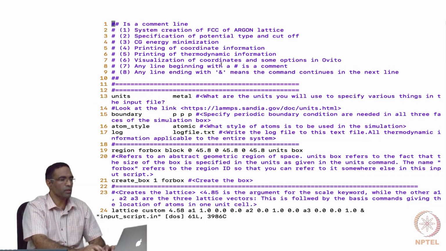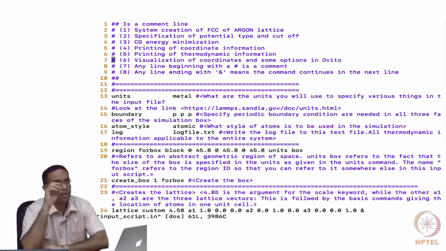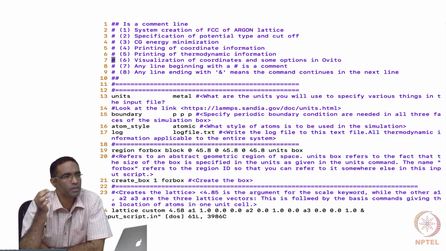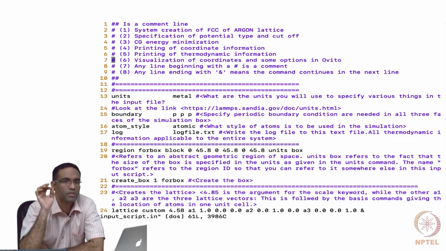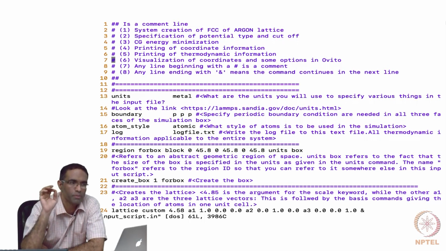which is very similar to the previous one, except that now, after initializing the temperature to a set value, say 300 Kelvin, I am going to start integrating the equations of motion. For integrating the equations of motion, you use what are referred to as fixes in LAMMPS. There are different kinds of fixes, each of which is meant for a different purpose. The simplest one is obviously an NVE integrator.